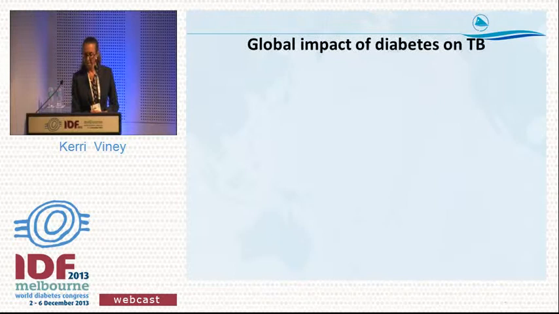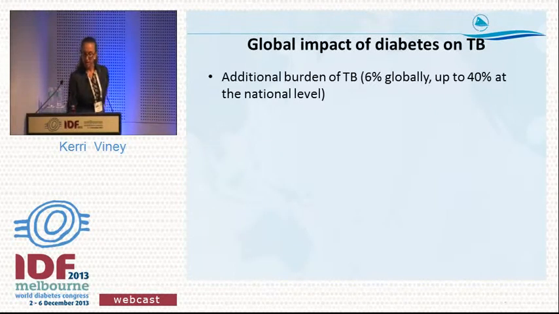So just to summarise about the global impact, I think we now know from the literature that there is an additional burden of TB which is attributable directly to diabetes. It's estimated at 6% at the global level. It's up to 40% at the national level.